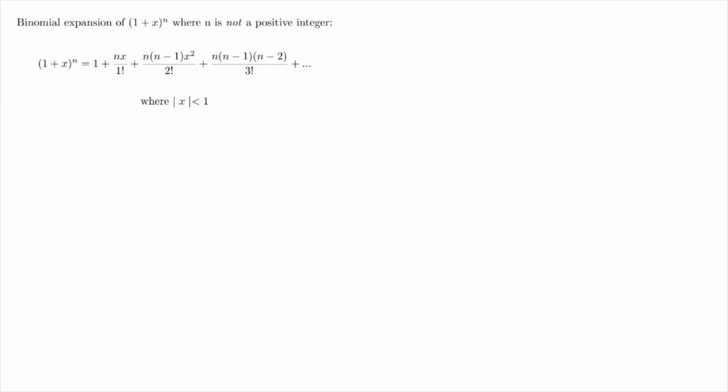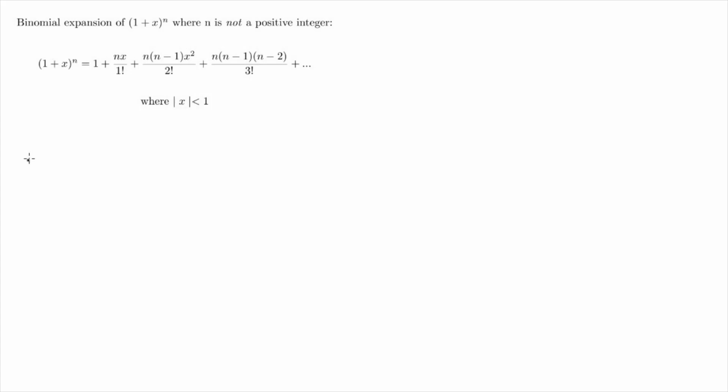Now, when we're asked in an exam question to do the binomial expansion of 1 plus x to the n, where n is not a positive integer, then we don't have to write lots of terms out. They'll tell you what term to go up to, as you'll see in some of the examples that we cover today. Alright, so let's just get straight into the first example.